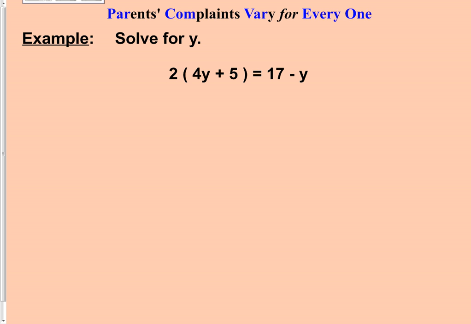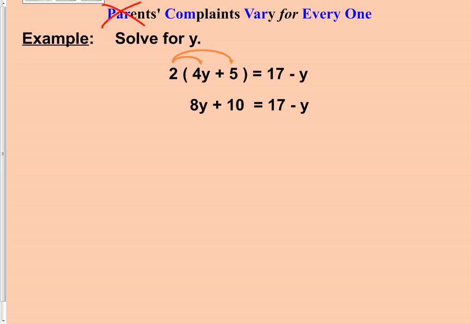Parents, that's parentheses. Any multiplication that we have present needs to be done. And we do have some multiplication. We have 2 multiplying times the binomial 4y plus 5. By rule, that 2 needs to multiply by both of the terms of that binomial. So it needs to hit the 4y and it needs to hit the 5. 2 times 4y is going to be 8y, and 2 times 5 is going to be 10. So we have 8y plus 10 equals 17 minus y. So that takes care of our parentheses.